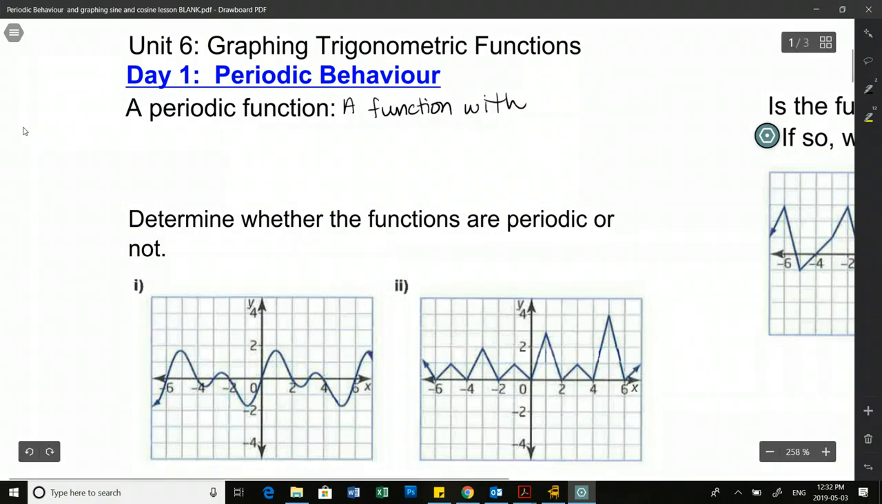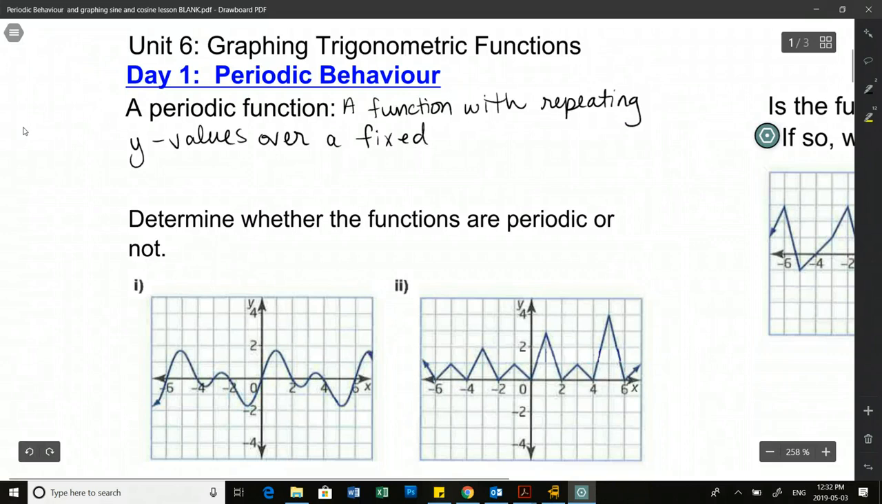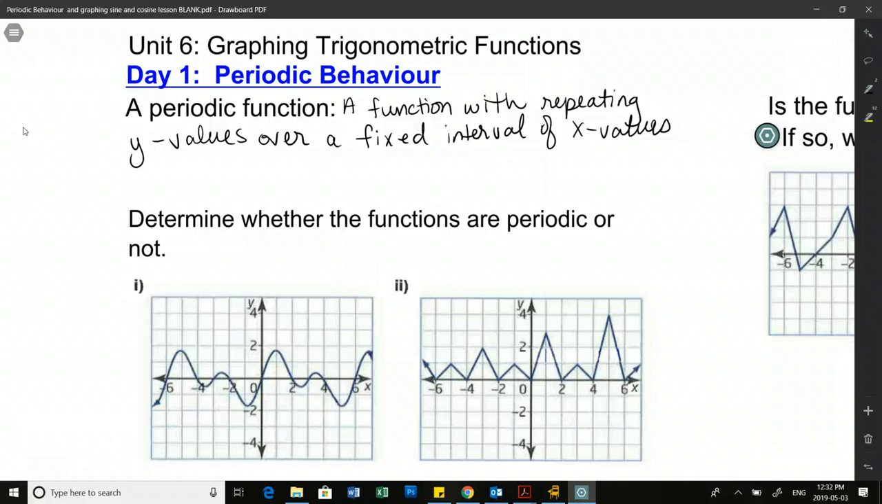Okay, so a function with repeating y values over a fixed interval of x values. Essentially, what we would be looking for visually is that there is a continually repeating pattern, and it's the same pattern over and over and over again.